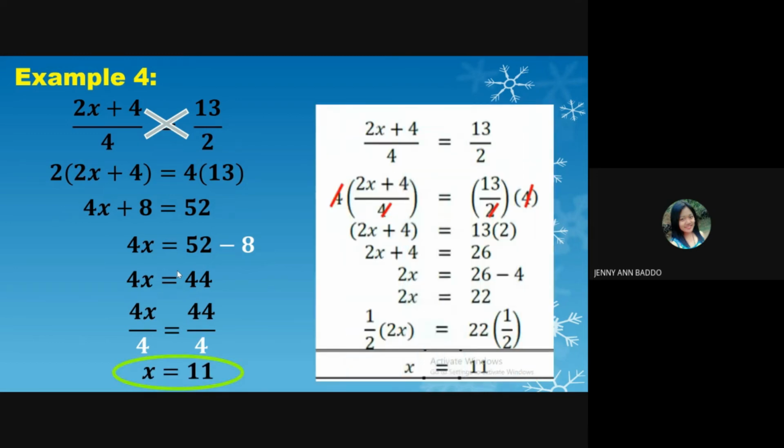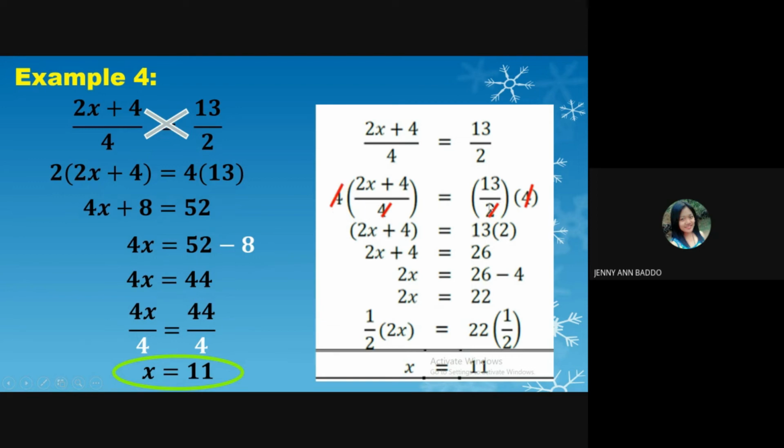Another solution is multiplying both sides of the equation by the LCD. Since we have the denominators 4 and 2, the LCD is 4. So when we multiply 4 to both sides of the equation, we cancel 4. So we have 2x plus 4.